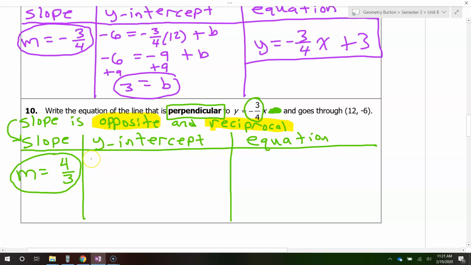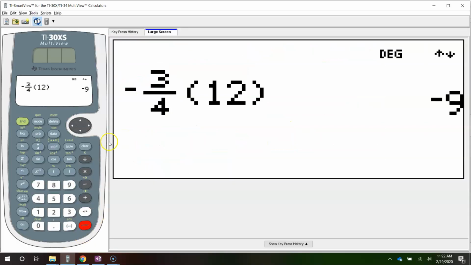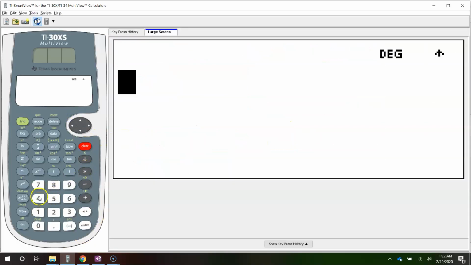So I'm back to using my y equals mx plus b, where my y is negative 6, my m is 4 over 3, my x is 12, and plus b. 3 goes into 12 4 times. 4 times 4 is 16. I know this is going to be 16. But if you're not good at that, use your calculator.